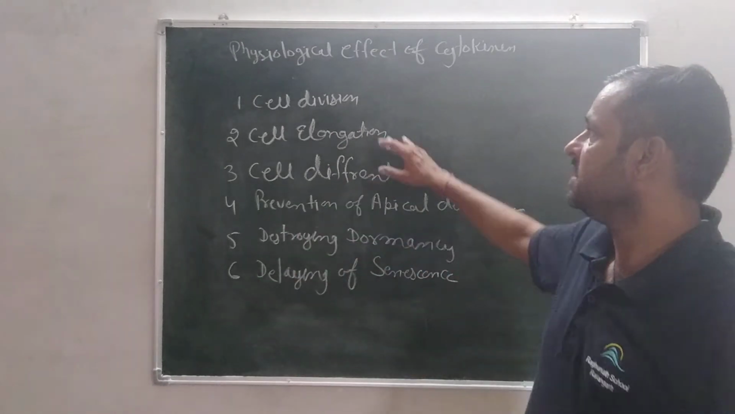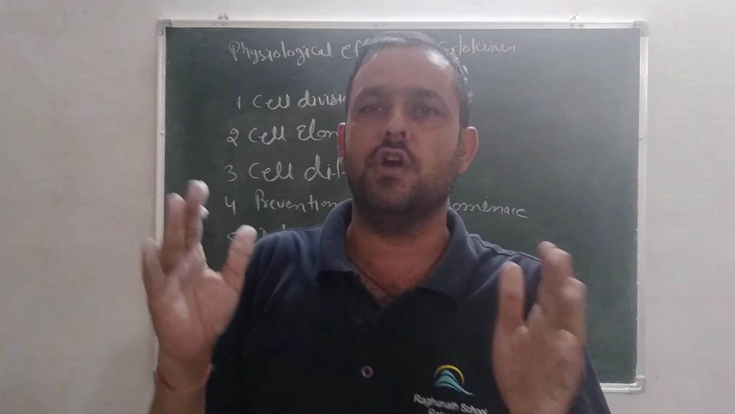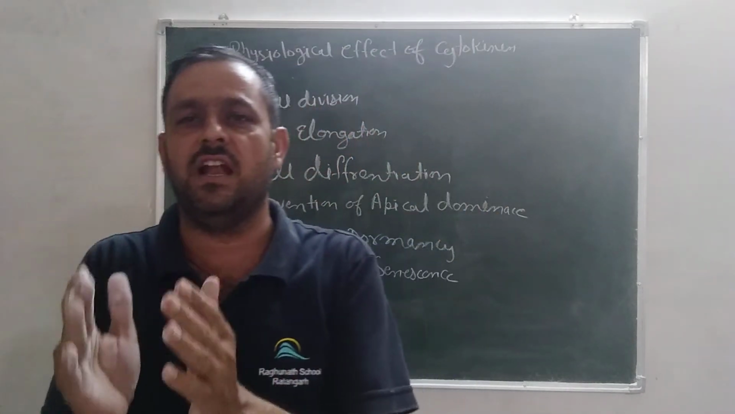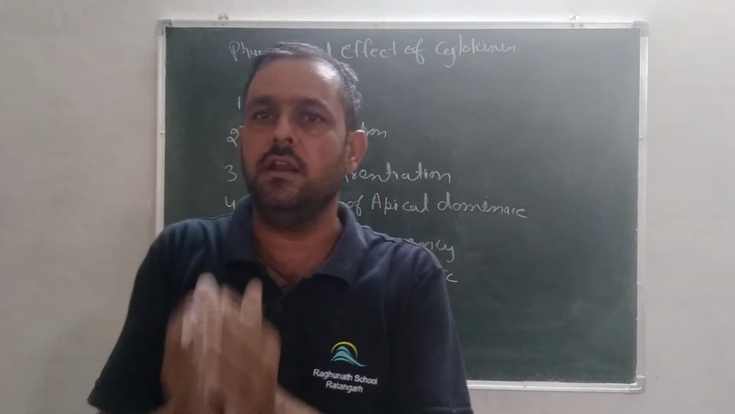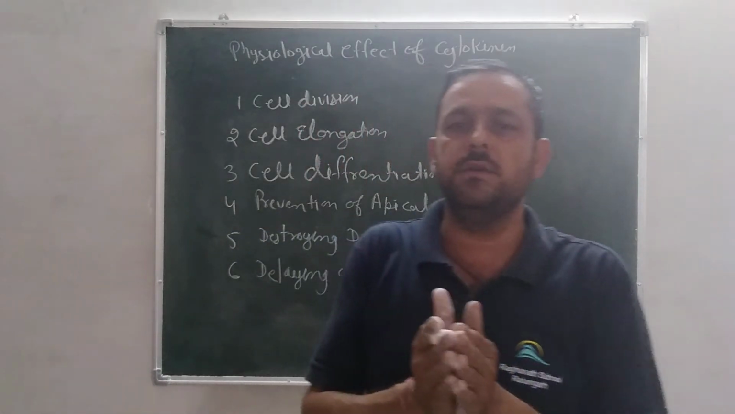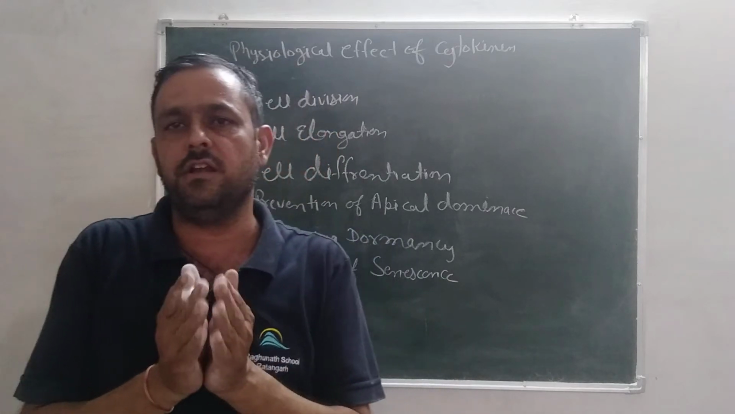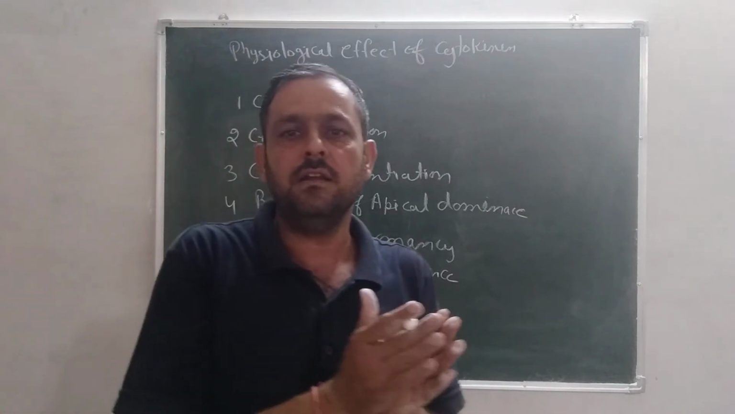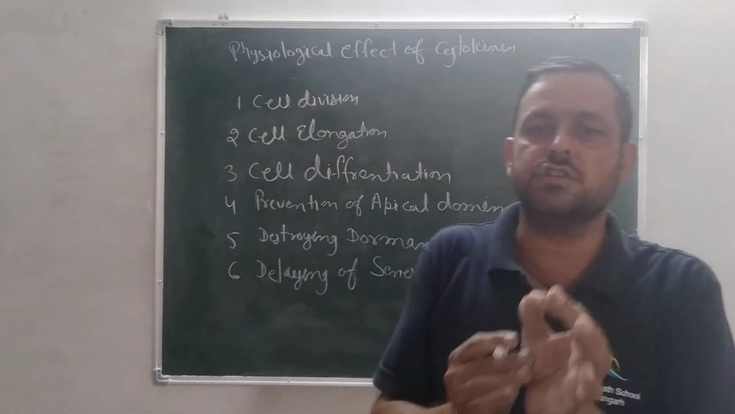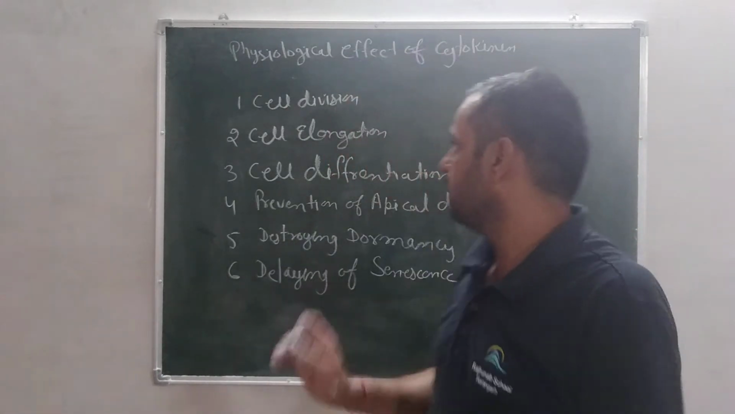First, cell division. Cytokinin in the presence of auxin promotes cell division. It promotes the process of formation of meristematic tissue in plants.